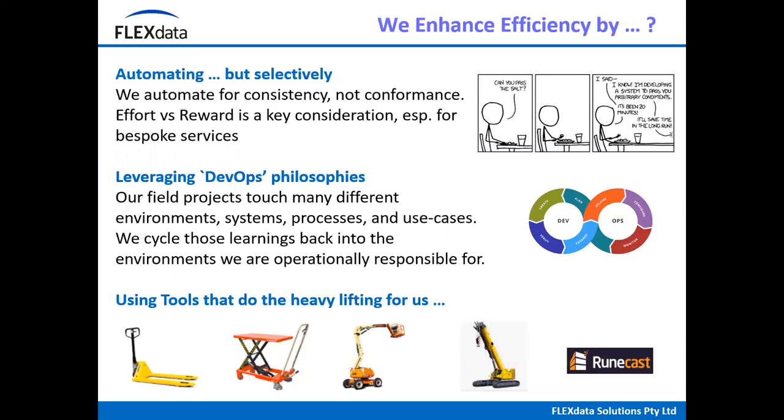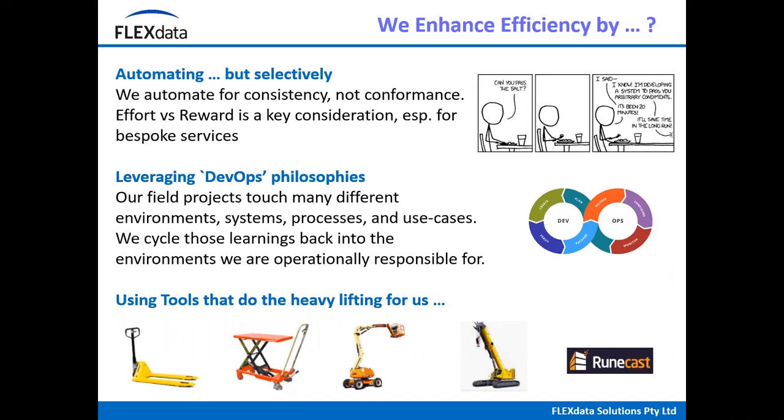So a couple of ways that we look to enhance efficiency is by automating, of course. It's often the answer to everything. Get a robot to do it, or build a robot to do it, build some scripting, build some things. But we've got to do that selectively. The effort involved versus the reward of automating has to be considered very carefully, especially for the bespoke services that we offer.